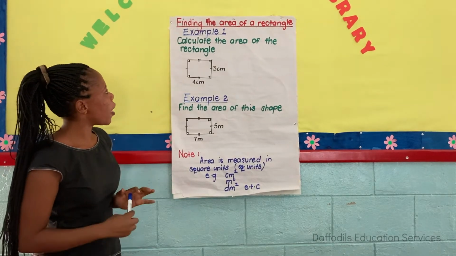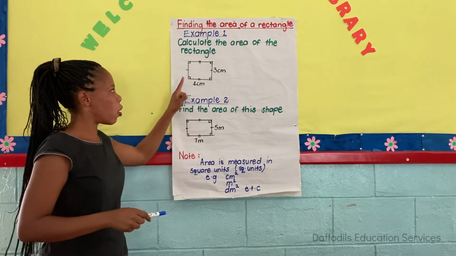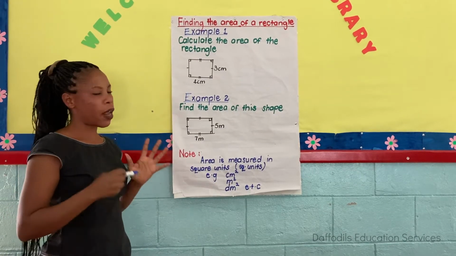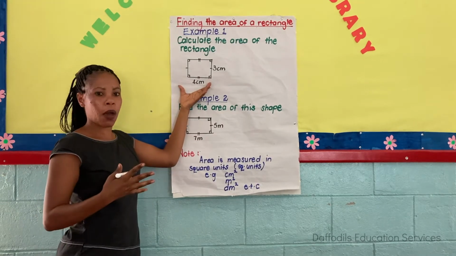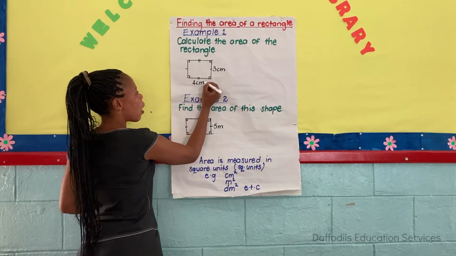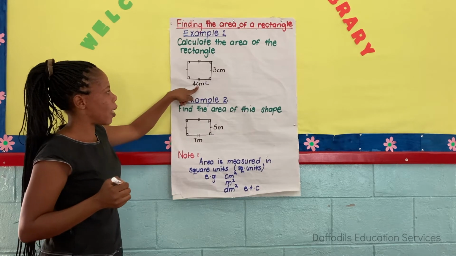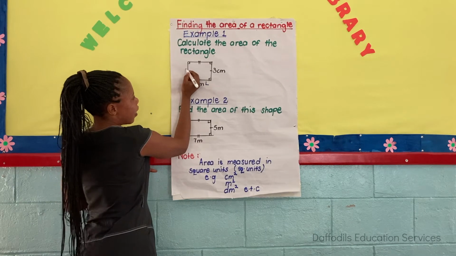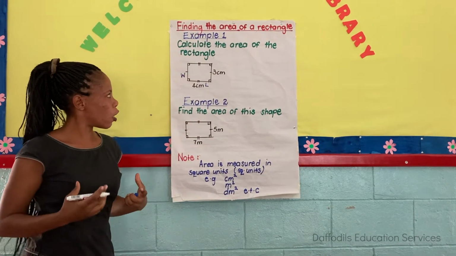Our first example is calculate the area of the rectangle. This time we are not going to count the squares in each rectangle, but we are going to calculate it. And from the beginning, we've always known that a rectangle has a longer side and a shorter side. This becomes our longer side, which is the length, the one with more centimeters in this case because we are given centimeters. Then this side here is the shorter side, which we call width. So it is the shorter side.